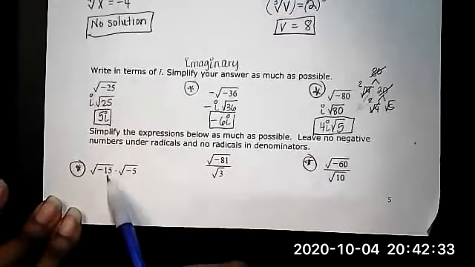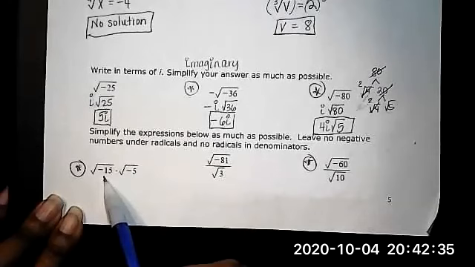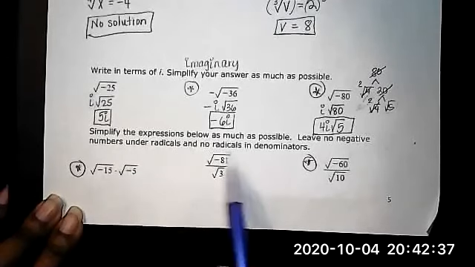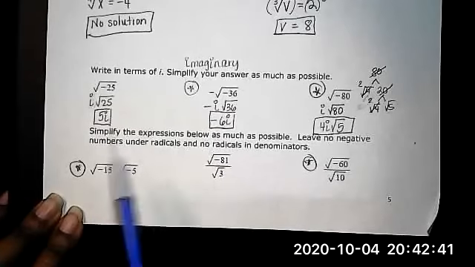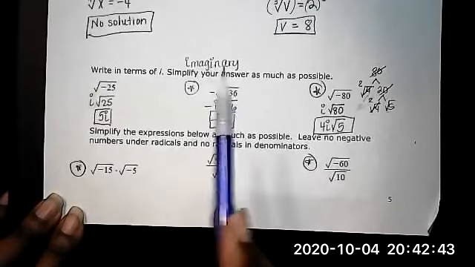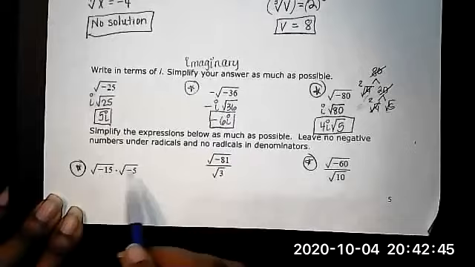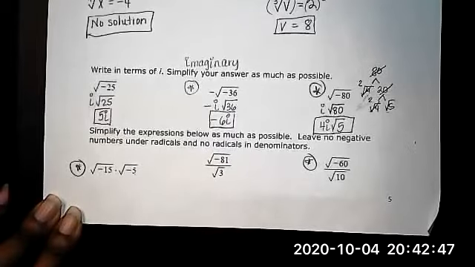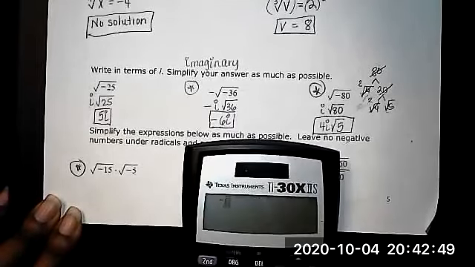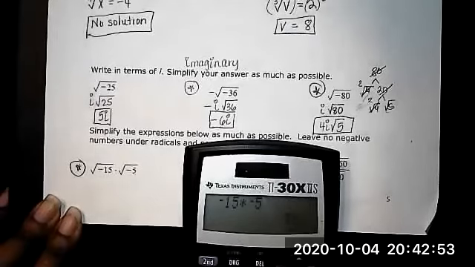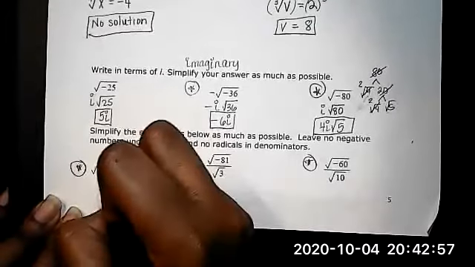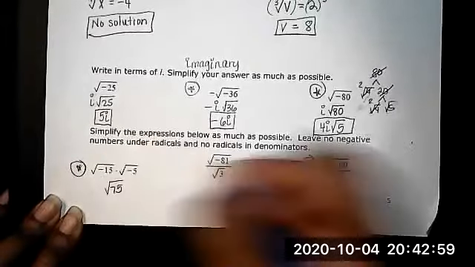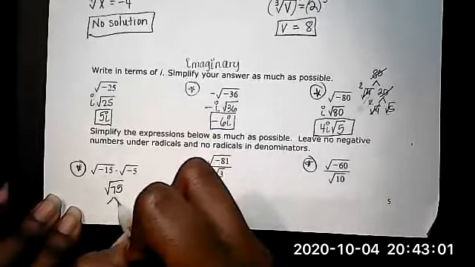If you had 2 negative numbers here, we leave no negative numbers under radicals, no radicals in the denominators, and we're on the imaginary number situation. 2 negatives: if you multiply negative 15 times negative 5, you get positive 75. So when you put them together, that becomes positive 75. That is not a negative number.